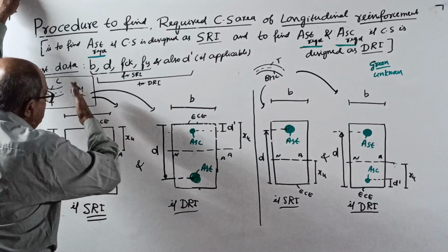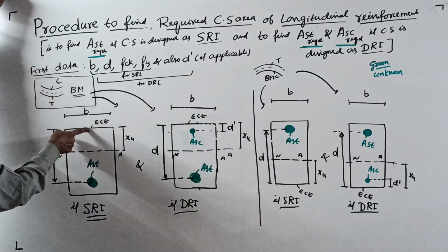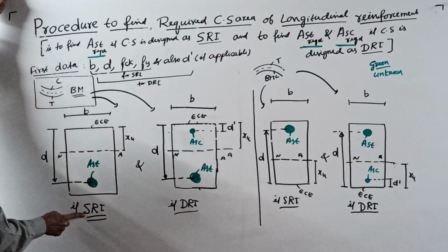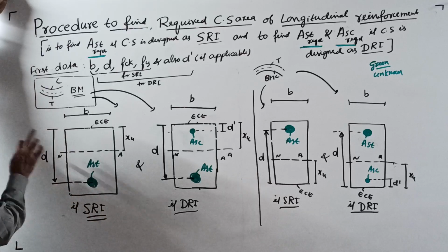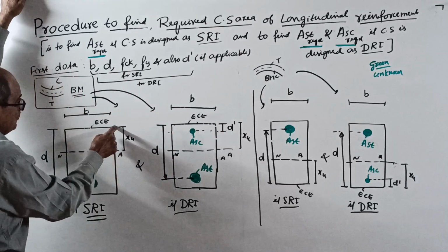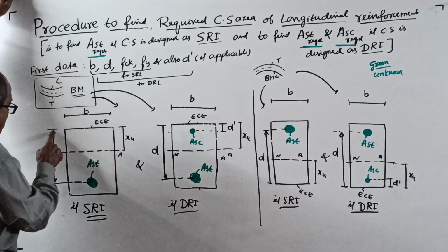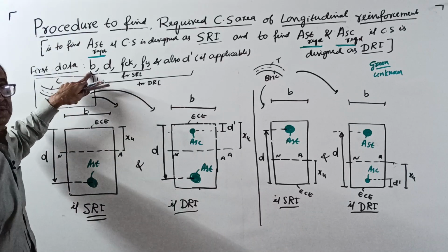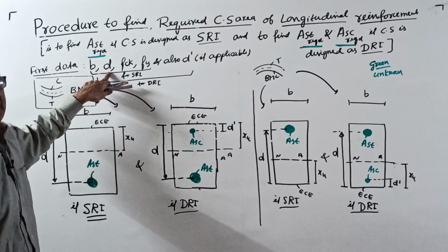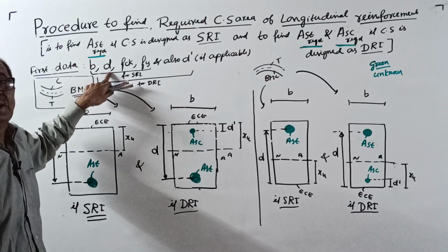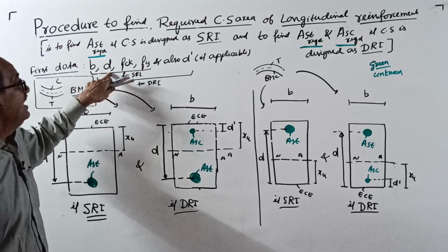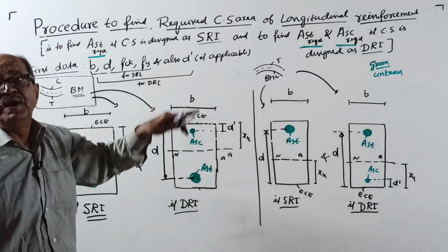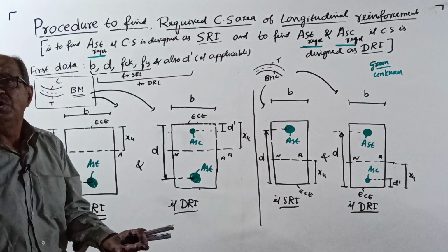If BM is sagging, extreme compression is at the top, AST here. If it is singly reinforced, only AST. This is XU from the extreme compression edge. D you already know. If you want, you can write width of the beam, effective depth, distance from extreme compression edge to center of tension steel, FCK, FY and D dash, effective cover to compression steel whenever applicable. You can write if you want to make a fair copy.